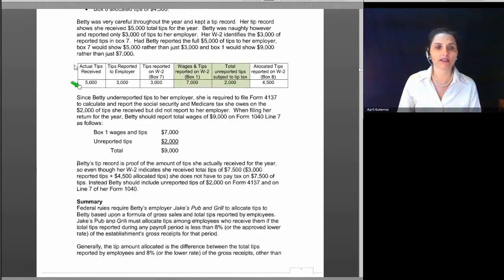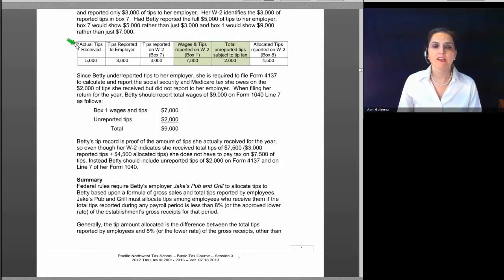So let's take a look at this little table I did to summarize things. The actual tips that Betty received is $5,000. The tips she reported to her employer is $3,000. The tips reported on the W-2 are $3,000, and the total amount of wage income reported on the W-2 is $7,000, leaving $2,000 of unreported tips. And that same W-2 also shows allocated tips of $4,500. So looking at Betty's 1040 form, the amount that should be reported on line 7 of the Form 1040 is $9,000, even though Box 1 of the W-2 shows $7,000.